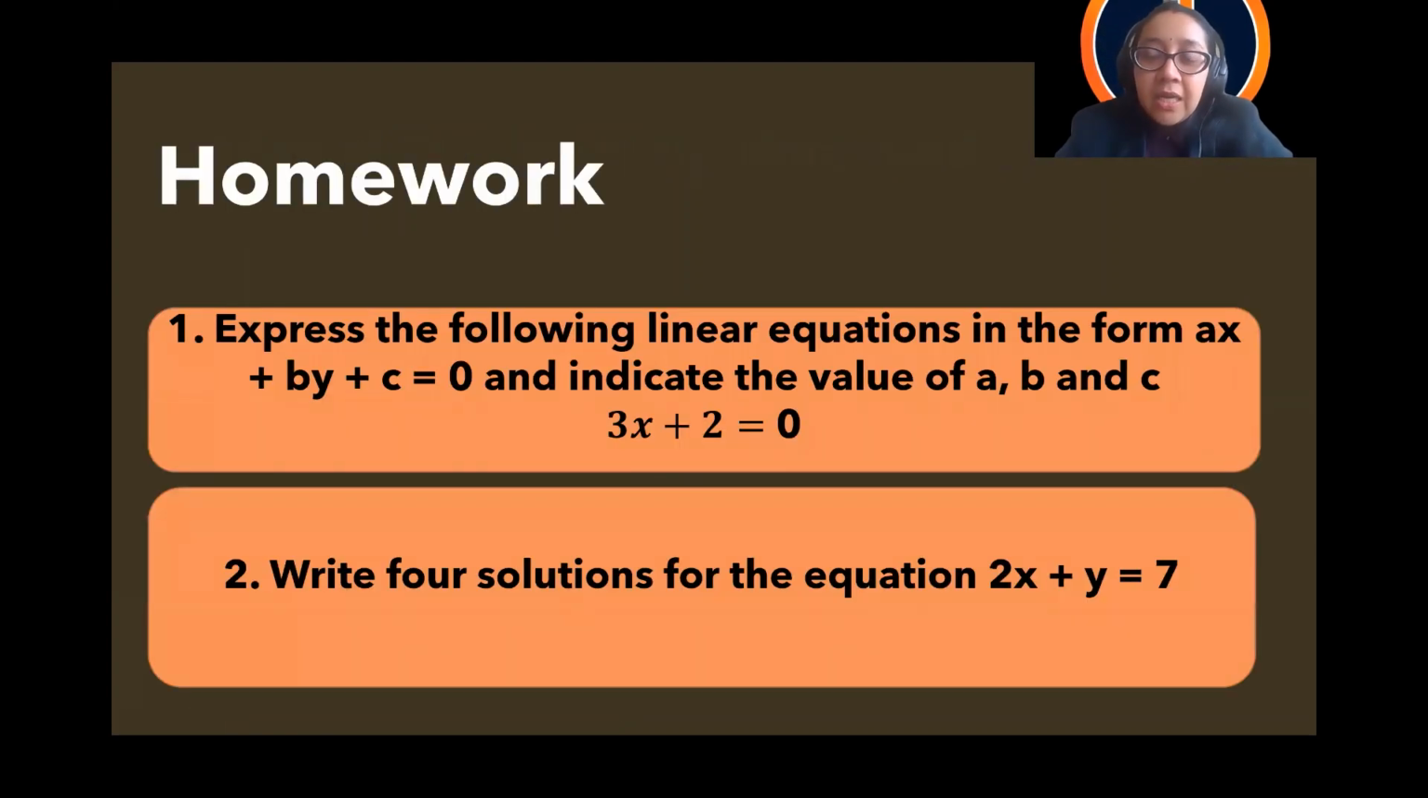Now, coming to your homework questions, students. Whatever we have studied, you can revisit this and try to answer the following questions. The first question: express the following linear equations in the form ax plus by plus c equal to 0 and indicate the values of a, b, and c. So you will find a, the coefficient of x, b, the coefficient of y, and c, which is the constant. And you will write down the answers in the comments. The second question: you have to find 4 solutions of the equation 2x plus y equal to 7.